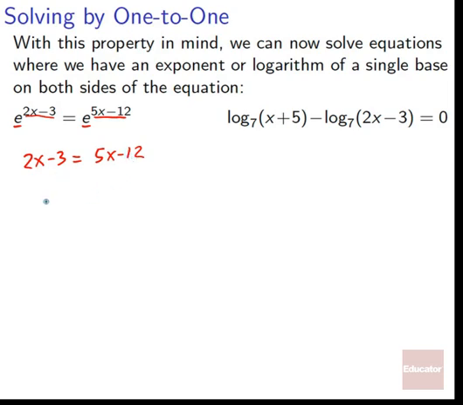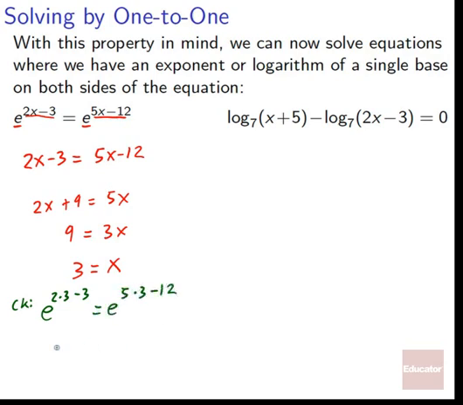Add 12 to both sides, so we get 2x plus 9 equals 5x. Subtract 2x from both sides, we get 9 equals 3x. Divide by 3 on both sides, we get 3 equals x. If we want to check it, we can plug in 3 for x: e to the 2 times 3 minus 3 equals e to the 5 times 3 minus 12. So we have e to the 6 minus 3 equals e to the 15 minus 12. So e to the 3 equals e to the 3, and that checks out just fine.